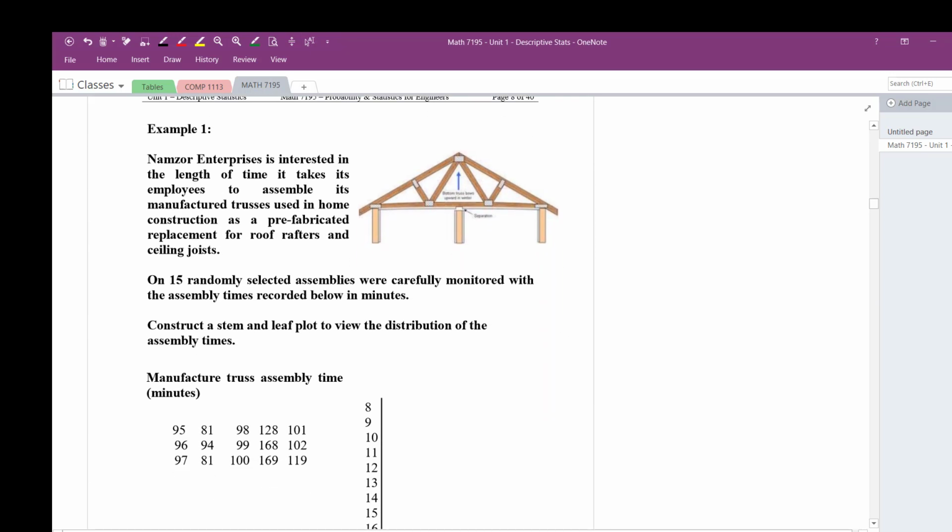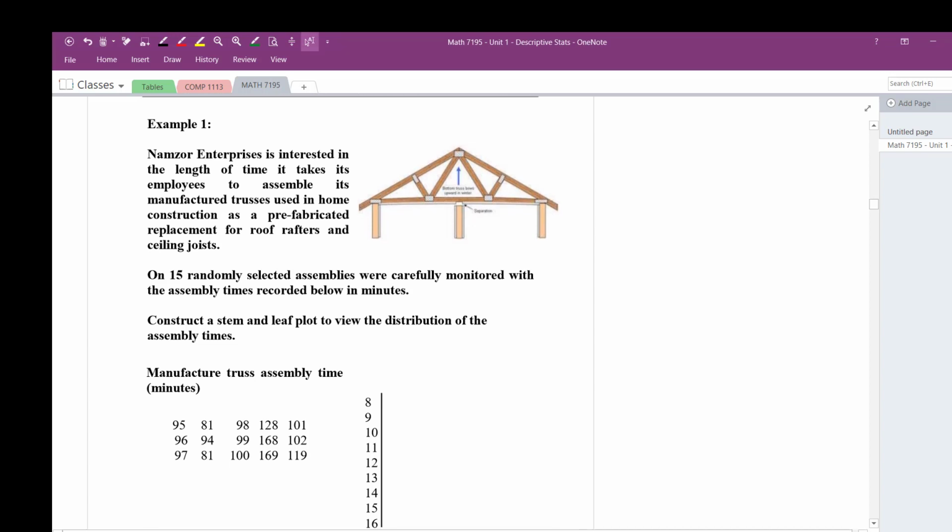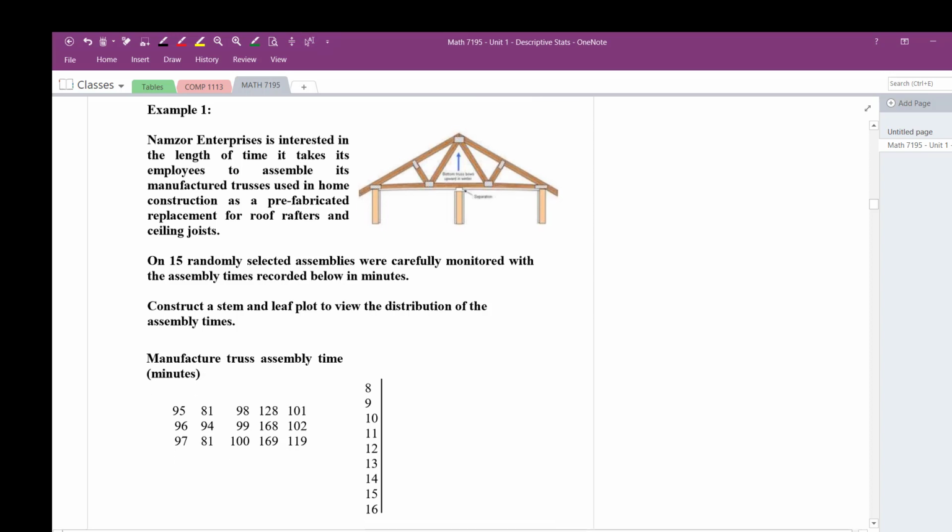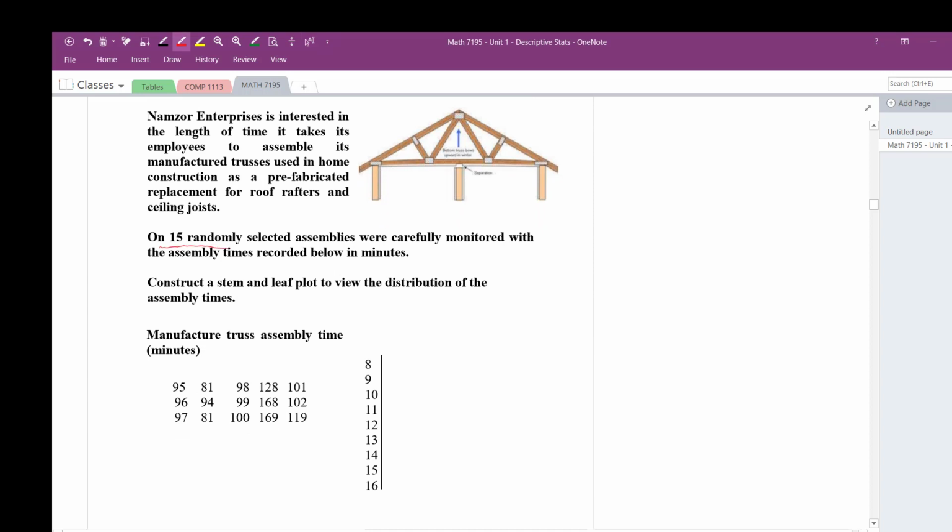We have our example number 1. Namzor Enterprises is interested in the length of time it takes to assemble some trusses. To do that, they studied 15 random assemblies, and they monitored how long it took to build the truss. The data is given here in minutes. So the first truss took 95 minutes, the next one took 96 minutes, the next one took 97 minutes, then 81, and then 94, etc. It looks like there are 15 values there.